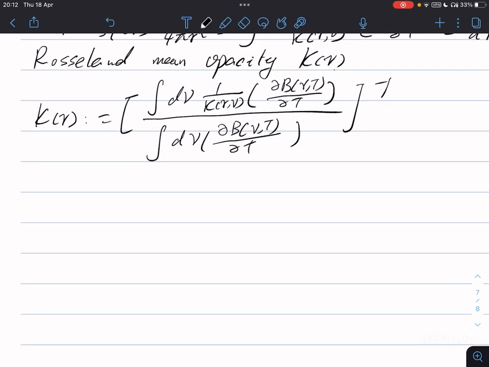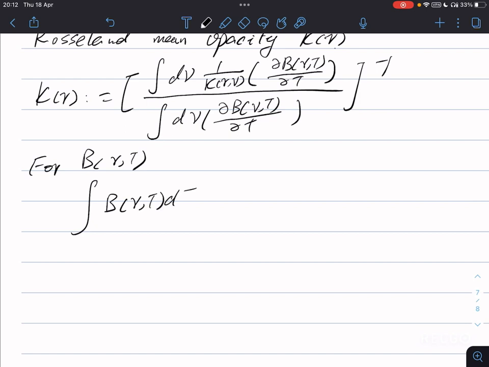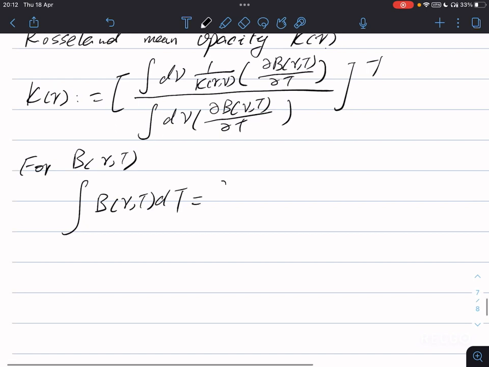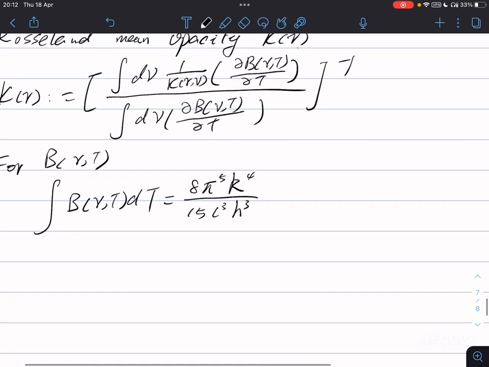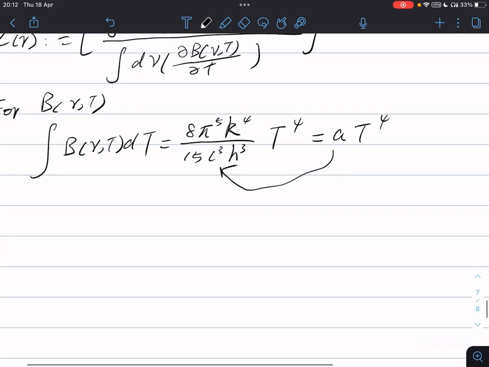And notice one property of the Planck blackbody distribution for B_ν(T). We have learned in statistical mechanics that this integral is just 8π⁵k⁴/(15c³h³) times the fourth power of T, or simply aT⁴. This a is just this coefficient.